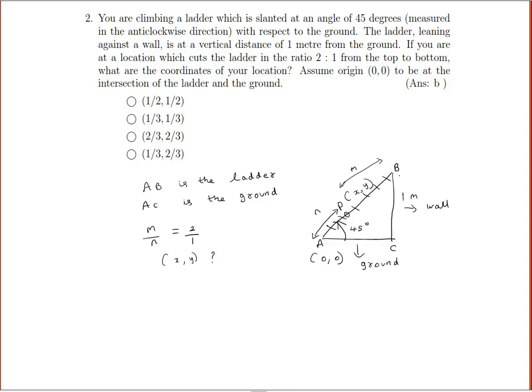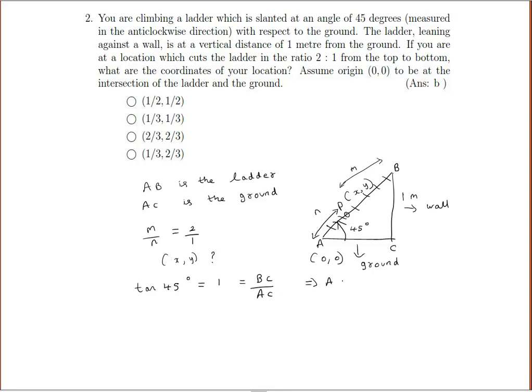So first we need to find the coordinates of B, for which we do this. We know that BC is 1 meter, and can we get the coordinates of C? Yes. So you can see that tan 45 is 1, which is equal to BC by AC.